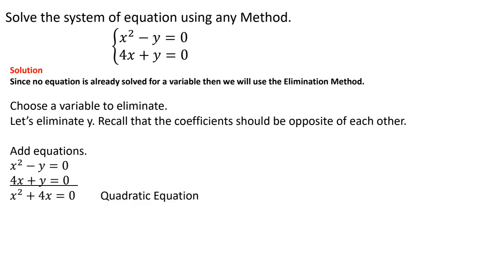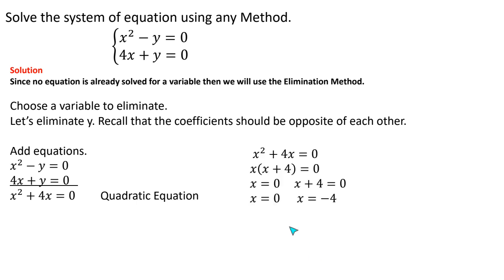Now I can factor. Notice it's quadratic, so you have choices. I'm going to factor out an x. So I get x times (x plus 4) is equal to 0. If I set each factor equal to 0, then I end up with x equals 0 and x equals -4. Now we have two answers for x.